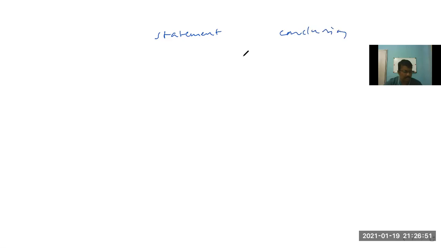There is going to be also a conclusion. So 6 plus 3 is 9. Statement means we can state whether it is true or false.